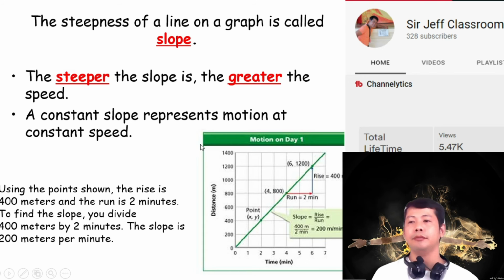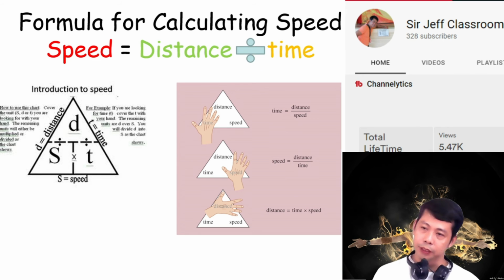Di ba? So once again, the steepness of the line of the graph is called the slope. So the steeper the slope, the greater the speed, and the constant slope represents the motion of constant speed. Okay? Ayan. So, formula. Ito yung tinatawag nilang takip method. Tingnan mo, may kamay dyan na pinatatakip na. The speed is equal to distance over time.